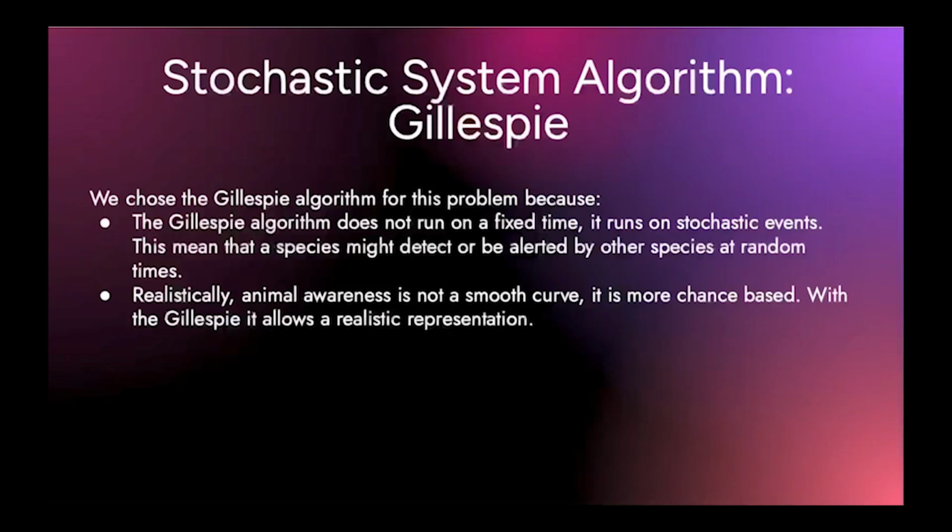So we're using the Gillespie stochastic simulation algorithm to simulate our model. The reason we're doing that is because in real life, animals don't follow a smooth curve. Using this algorithm allows us to account for randomness and unpredictability, just like real-life animal communication allows for realistic variability. This is more biologically realistic compared to the smooth ODE curves that MATLAB can generate.